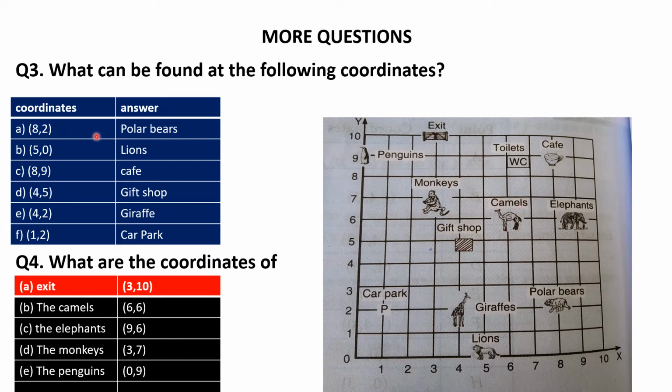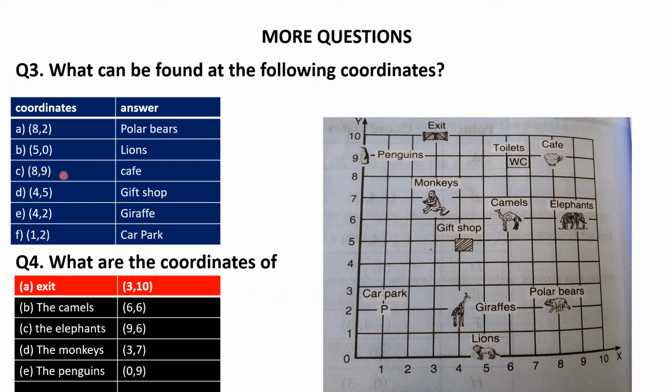First one is 8,2. So you move from x-axis, you take 8, and from y-axis, you take 2. Wherever there is an intersection point, you find what is there. There is a polar bear. So 8,2 gives us polar bear. Next is 5,0. On x you have 5 and on y you have 0. So from x you take 5 and y is 0. So if one coordinate is 0, that means it lies on the axis. So at this point 5,0 you are having lines.